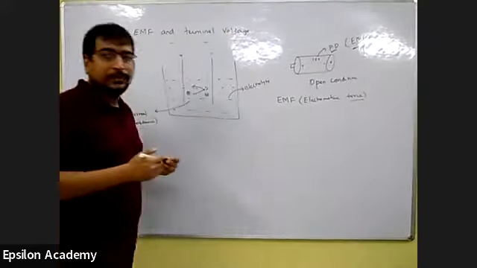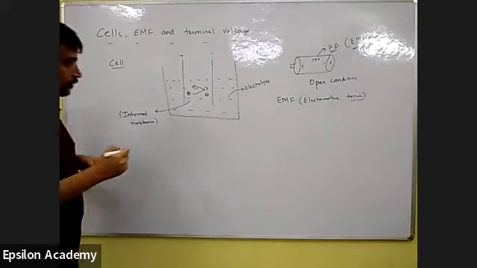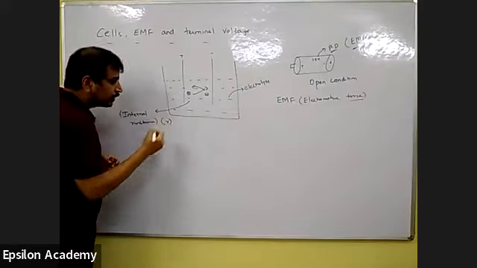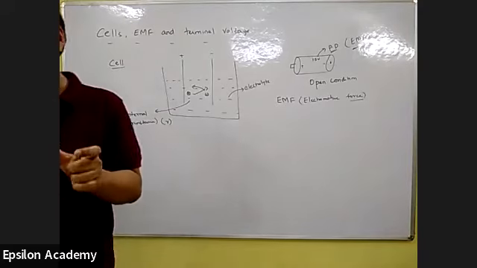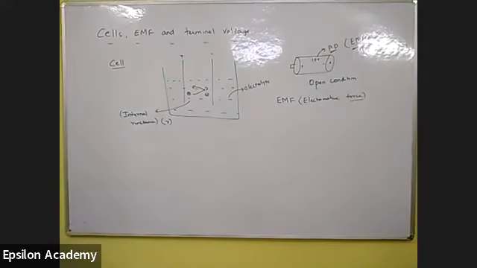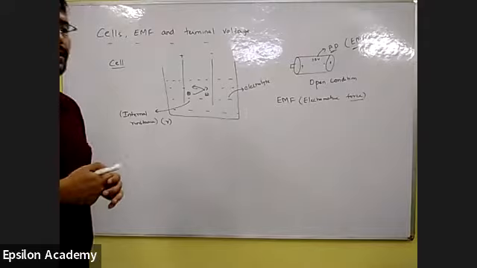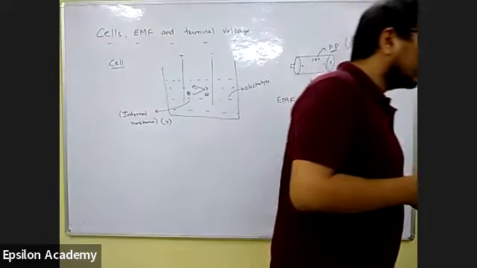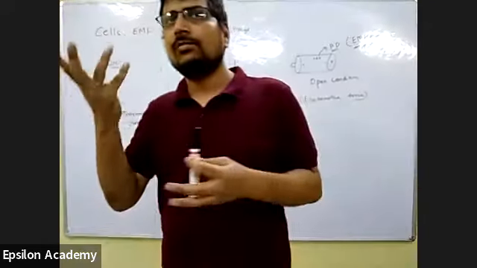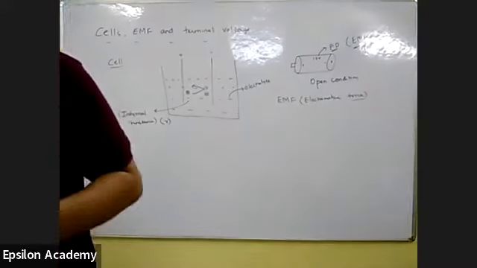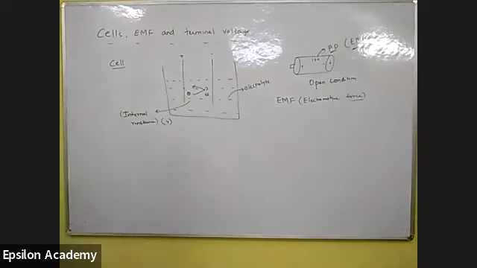So how do you define internal resistance? Internal resistance is always represented by the symbol small r. Can you give your own definition? They will not ask you next time to just define internal resistance. Can you tell me?